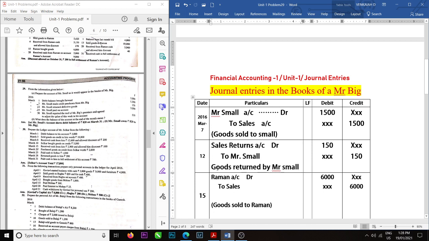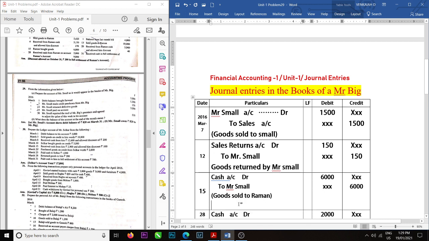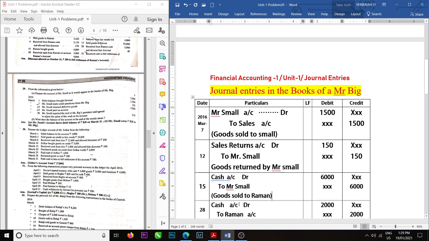Next, Mr. Small paid on account. Mr. Small paid the amount. We received cash. Cash account debit to Mr. Small. Amount is 3,000. Narration: cash received from Small.